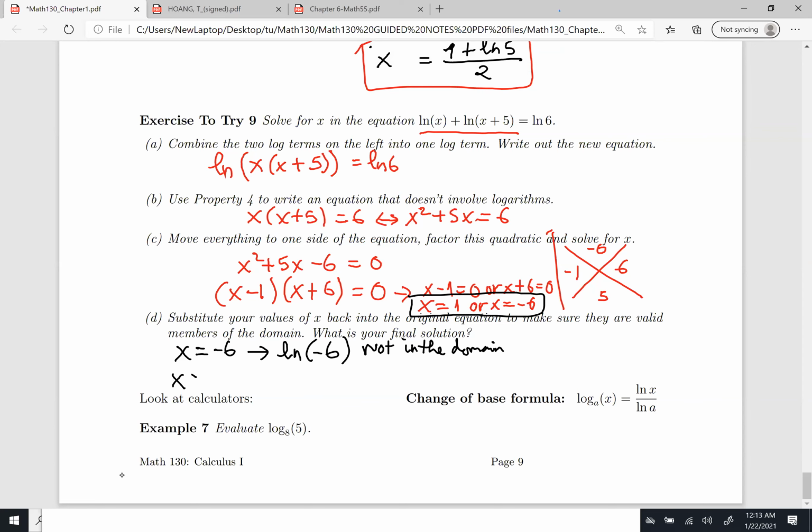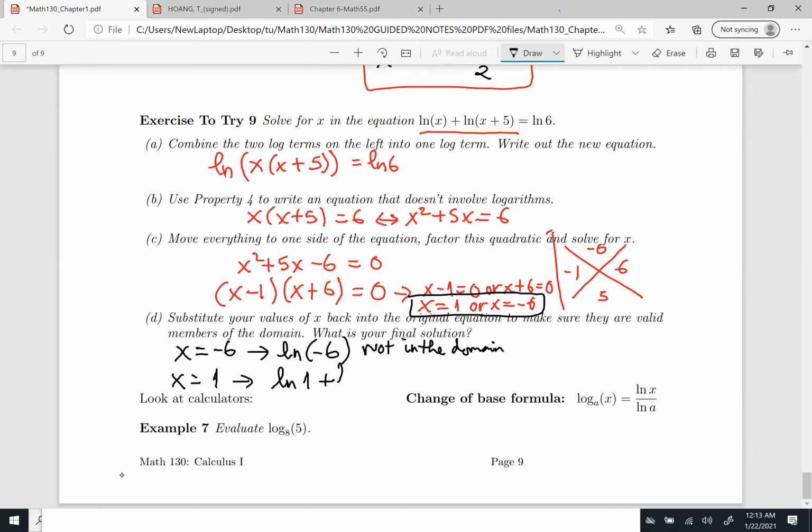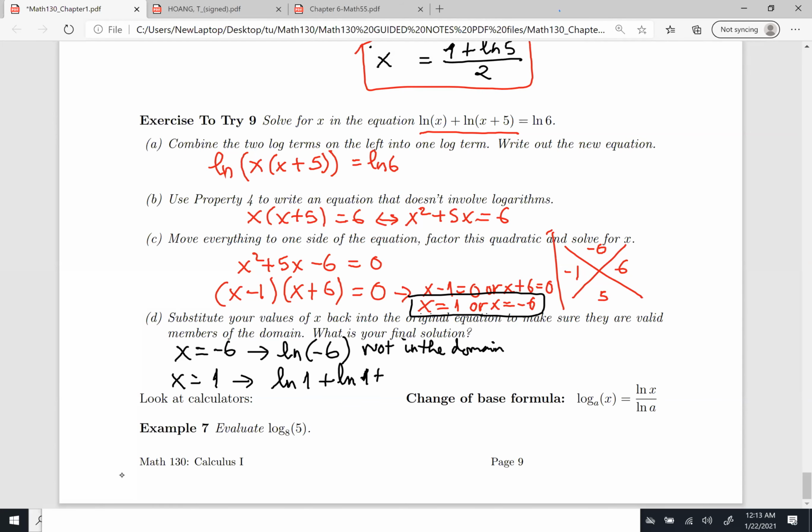What about x equal to 1? I have ln 1 plus ln (1 plus 5) equals ln 6. Yep, that is good, because ln 1 plus ln (1 plus 5), where 1 plus 5 is 6, and then combined it's going to be ln 6. Yep. So the solution is x equal to 1.